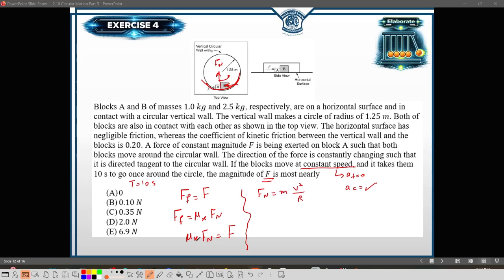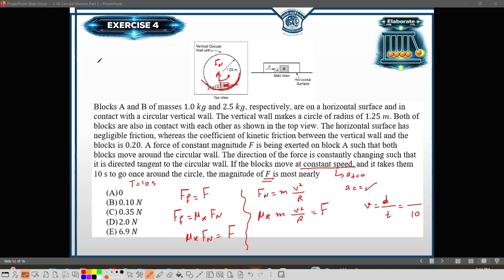Now we substitute mv squared over r in this equation. So mu k times mass times v squared over r is equal to F. Now the velocity itself is not given. However, from this information, one can deduce the velocity. The speed in general is the distance over time. And the time needed to complete one circle is 10 seconds. So the time is 10 seconds for one complete circle.